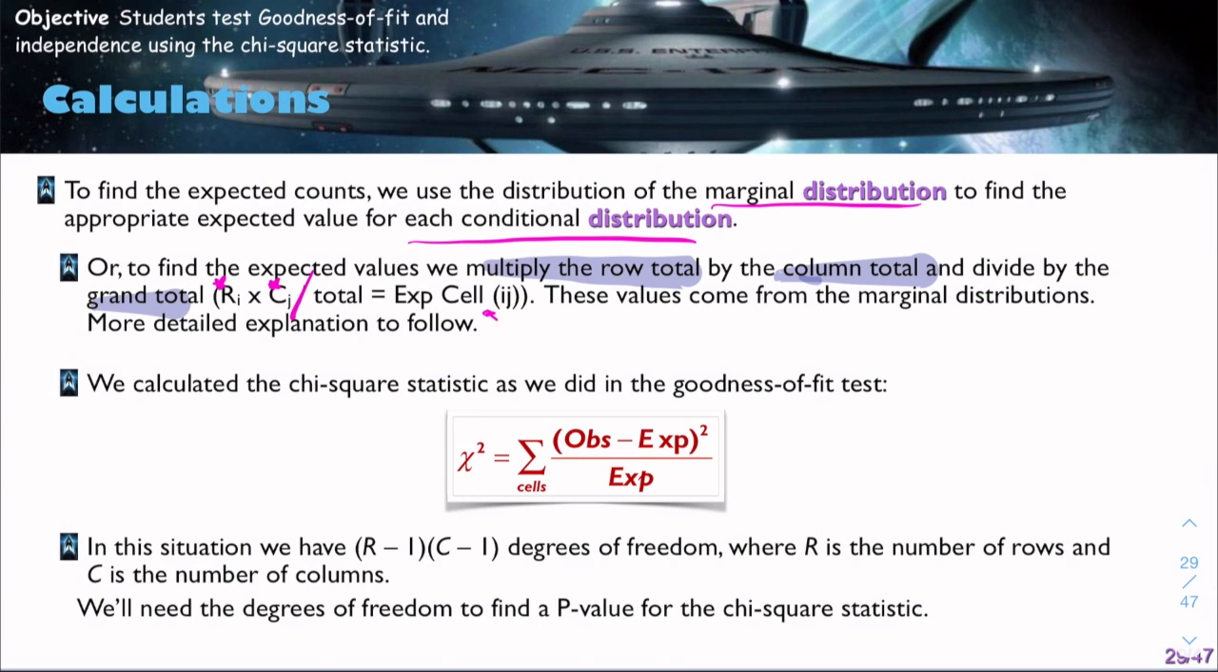Once we calculate the chi-square statistic, as we did for goodness of fit, we sum up the cells from all of the components. The component piece would be the observed value minus the expected value, squared, divided by the expected value.